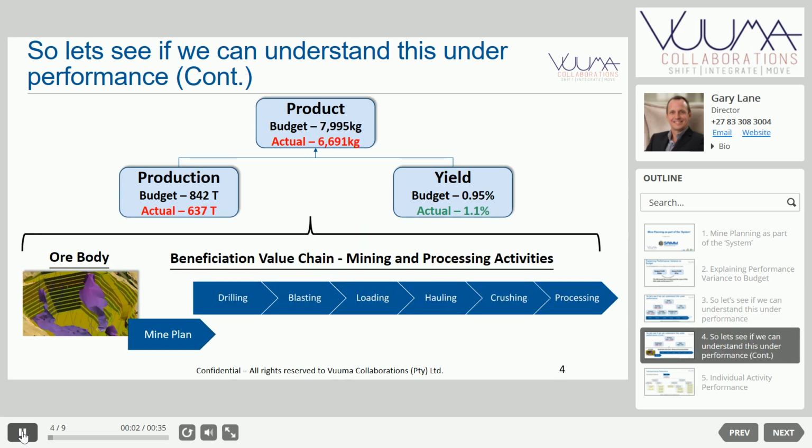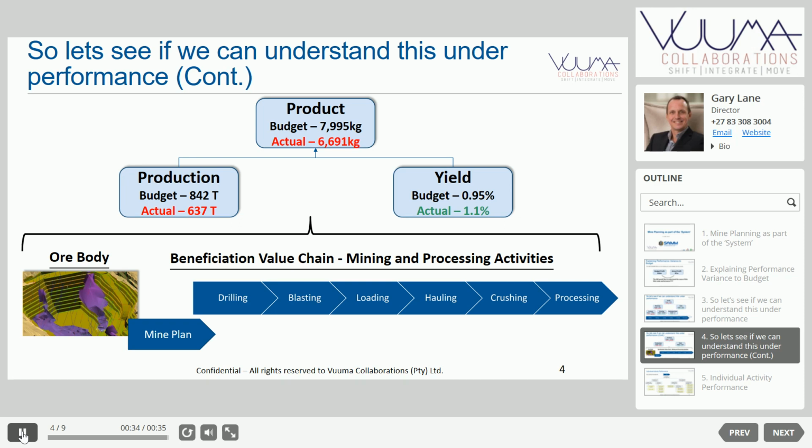So let's see if we can understand that non-performance in more detail. So there you've got your product. We only achieved 6,691 kilograms. Let's drill down further. There is a yield. In fact, our yield was better than what we thought. So again, it's all production driven. And we, in fact, are down on tons significantly. So the question is, what in that value chain actually caused that non-performance? And was it something to do with the ore body and the mine plan? So you're looking at that whole system now, we're down on production.